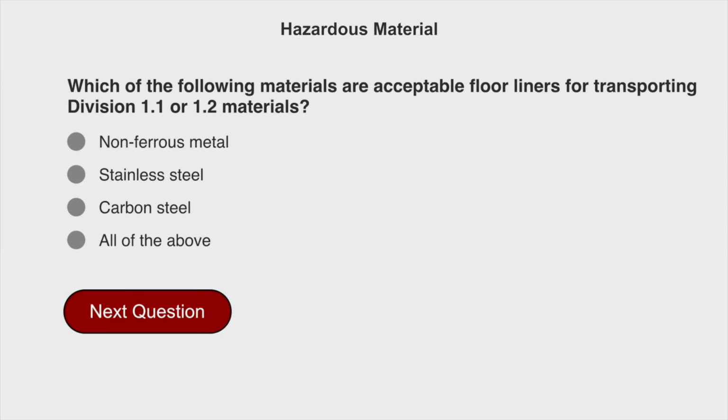Which of the following materials are acceptable floor liners for transporting Division 1.1 or 1.2 materials? Non-ferrous metal.